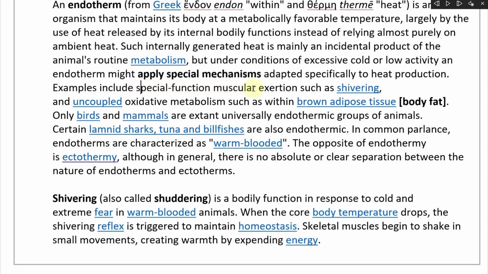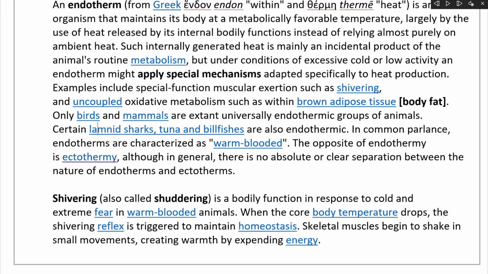Examples include special function muscular exertion, such as shivering, so it moves super quickly like that, and uncoupled oxidative metabolism, such as within brown adipose tissue, that's body fat. Only birds and mammals are extant, or currently existing, universally endothermic groups of animals, as opposed to extinct, so it's currently there.